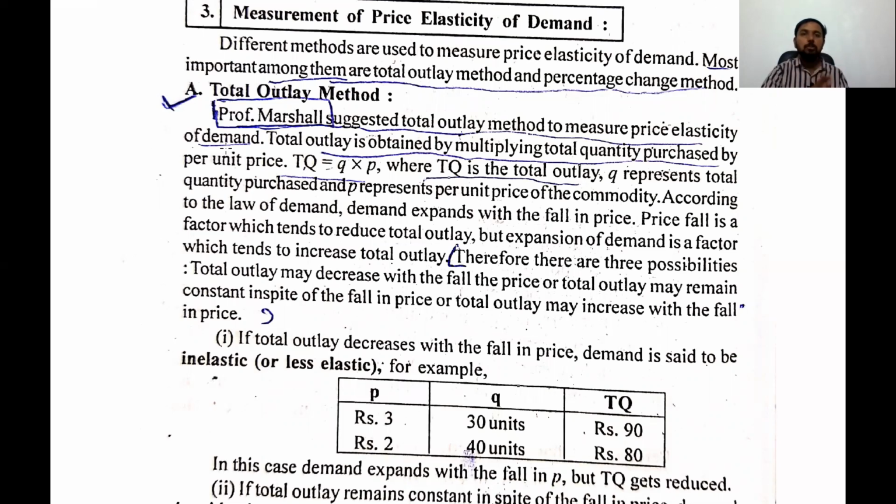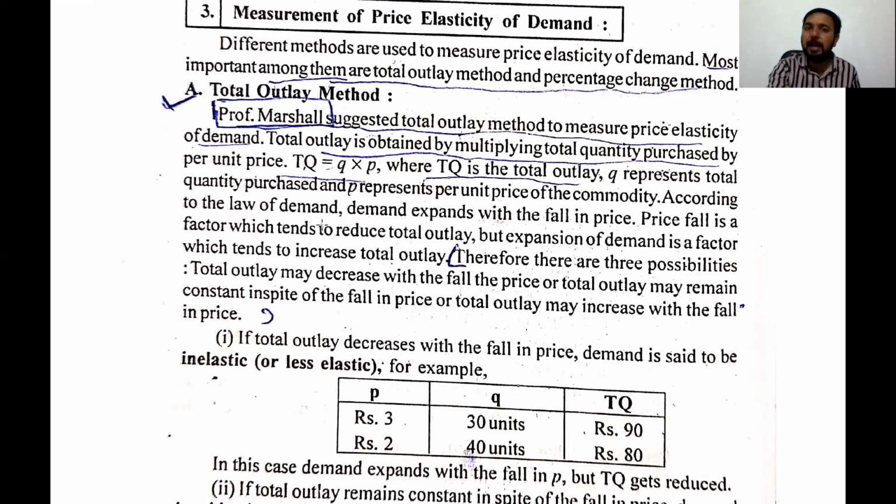So you need to be focused on each and every line. Here, Professor Marshall suggested the total outlay method to measure price elasticity of demand. Total outlay is obtained by multiplying total quantity purchased by per unit price. TO is equal to Q into P, where TO is total outlay, Q represents total quantity purchased and P represents per unit price of the commodity.